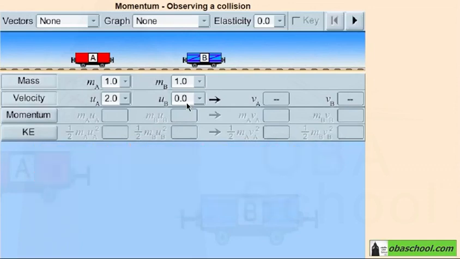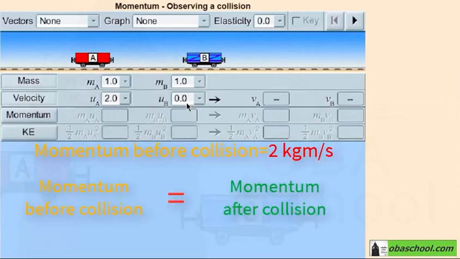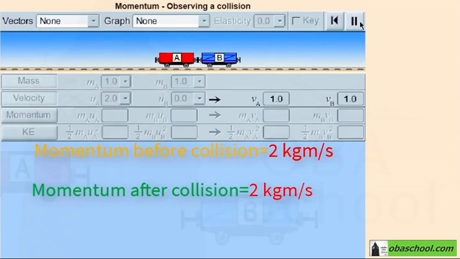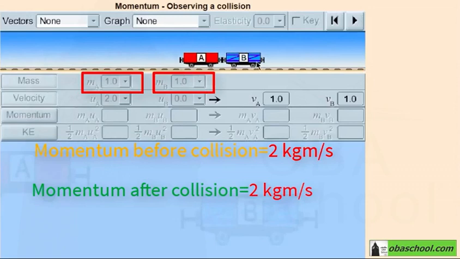And we equate the momentum before collision to the momentum after collision. And we find that the momentum after collision is also 2 kilogram meters per second. And then, when they collide, they stick together. This means that the system now behaves as one object with a mass of 2 kilograms, which equals the mass of truck A plus the mass of truck B, which is 1 kilogram plus 1 kilogram equals 2 kilograms as a whole.